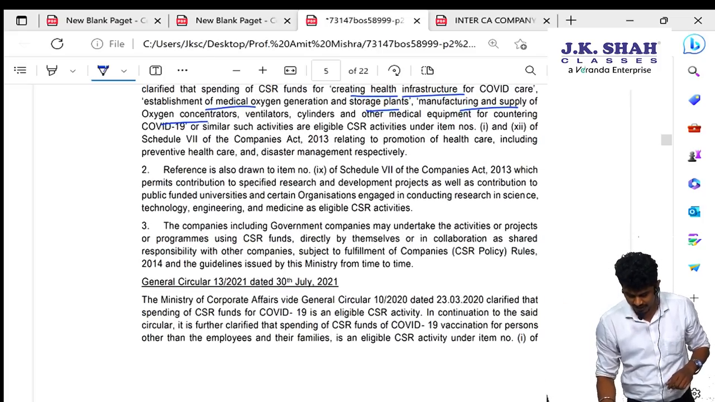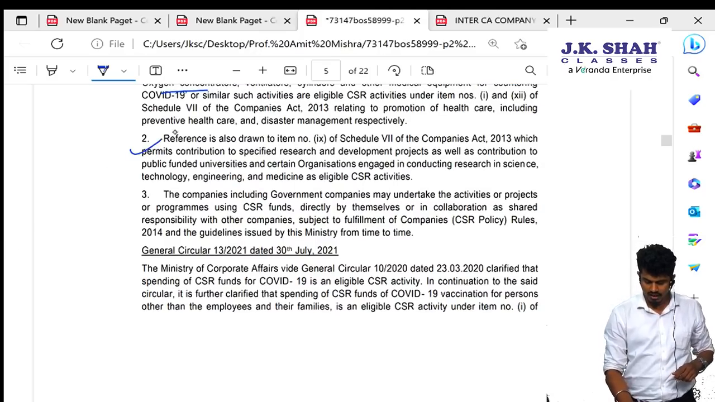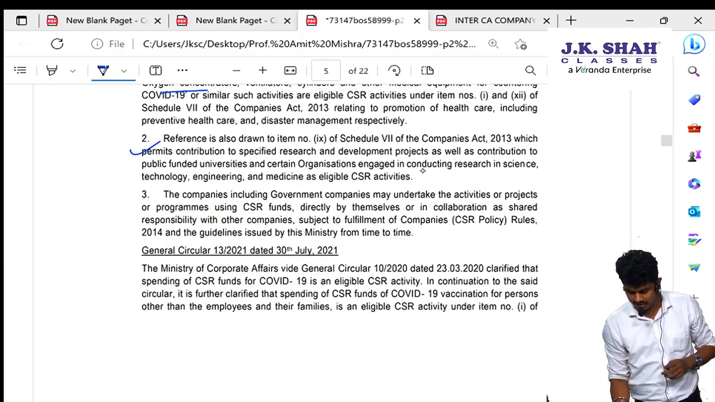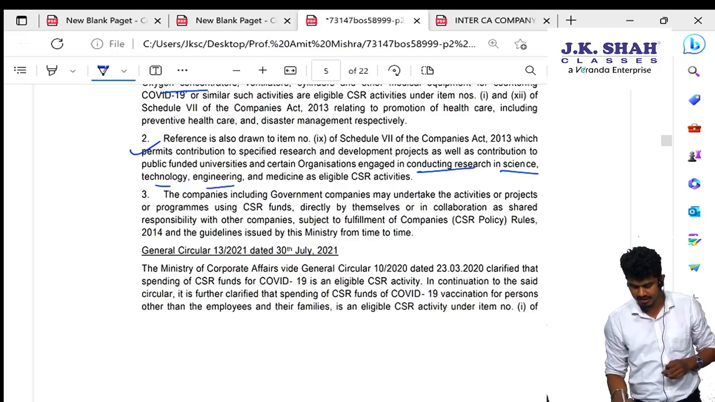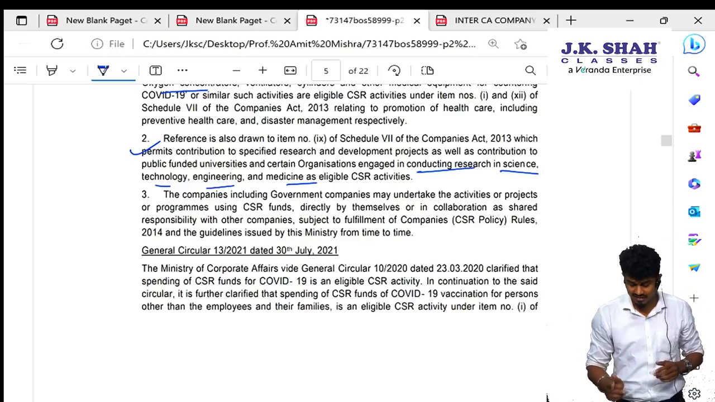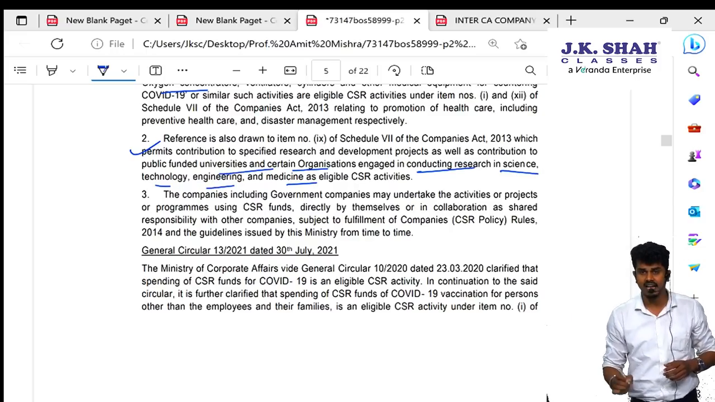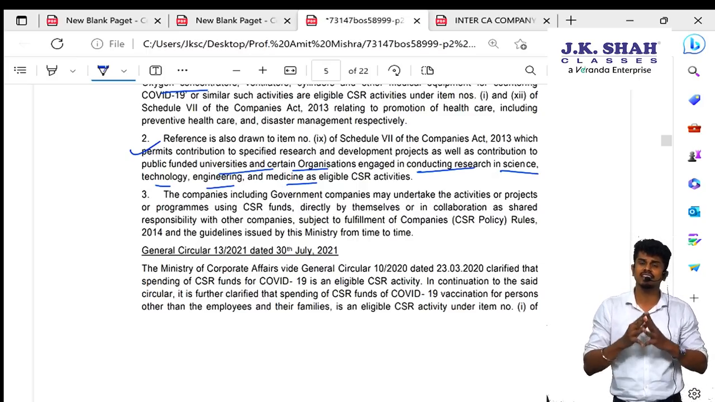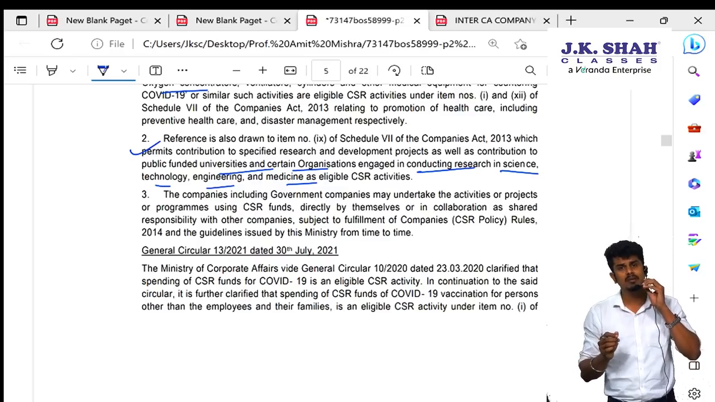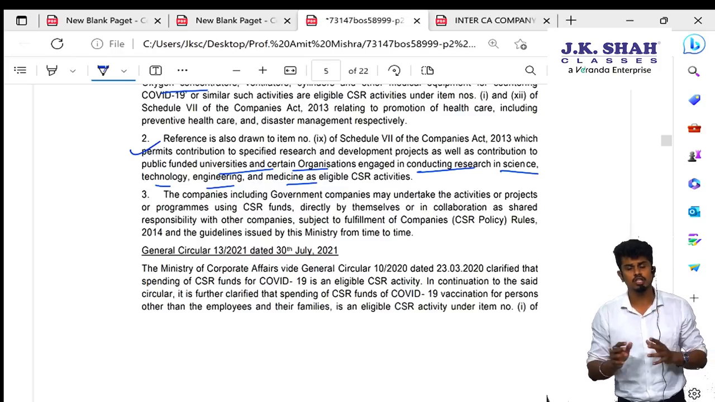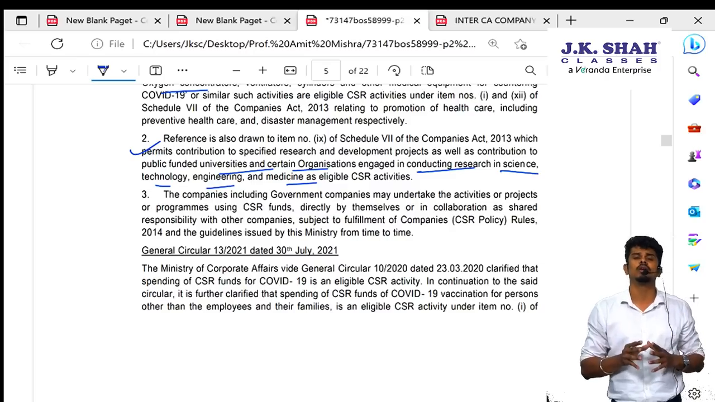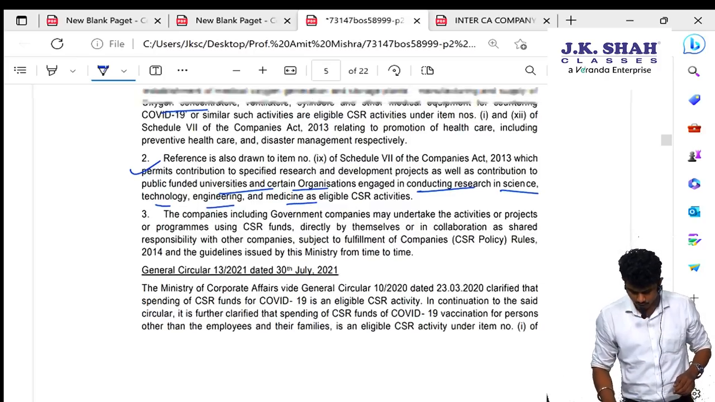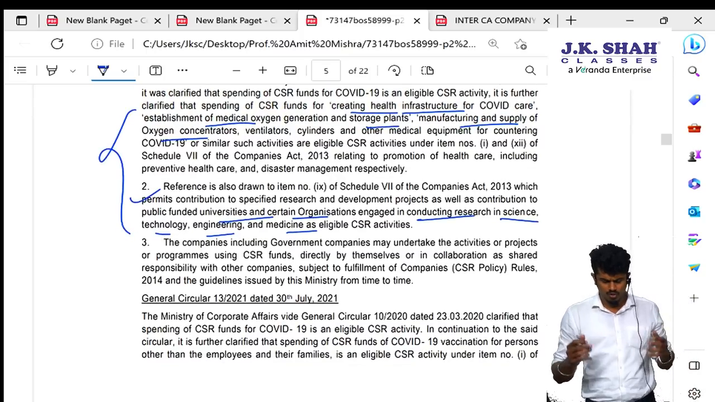The other clarification was, if a company is spending money towards conducting research in science, technology, engineering and medicine, and those research are being conducted by universities and organizations, then in that particular situation, that activity will also be considered as eligible activity for CSR expenditure. So this was less of amendment and more of clarification.